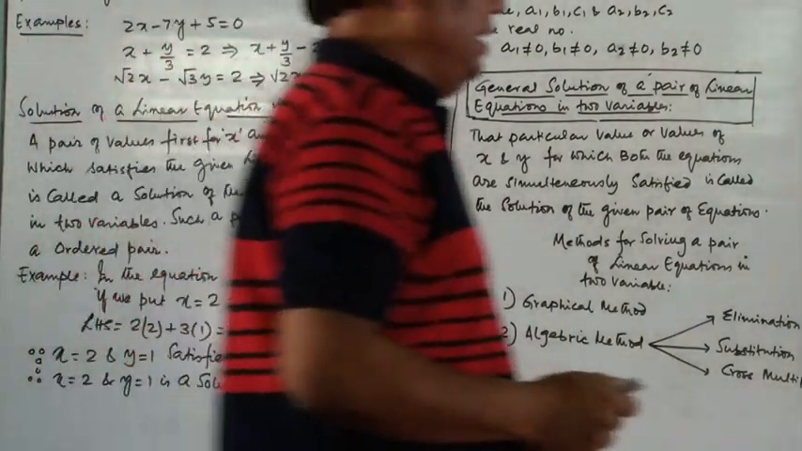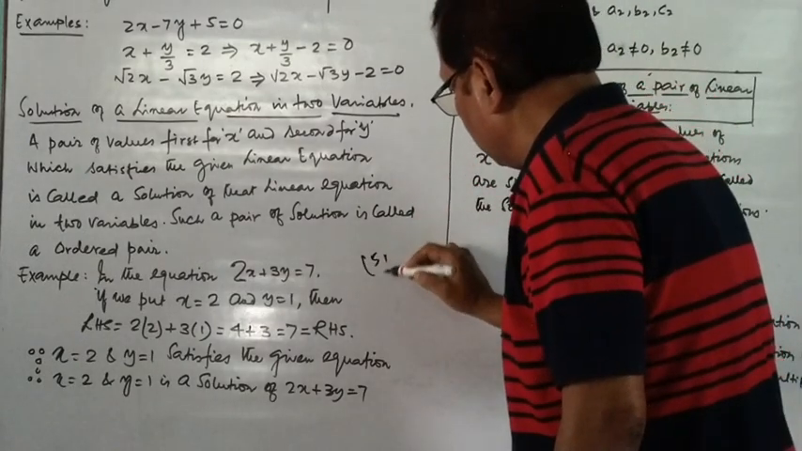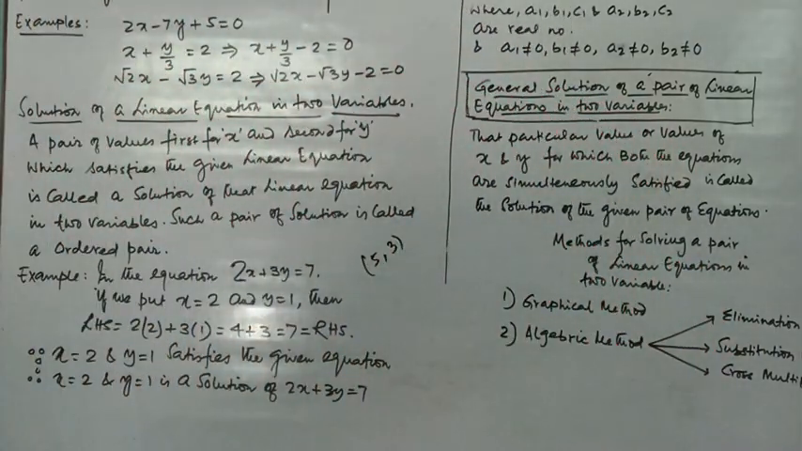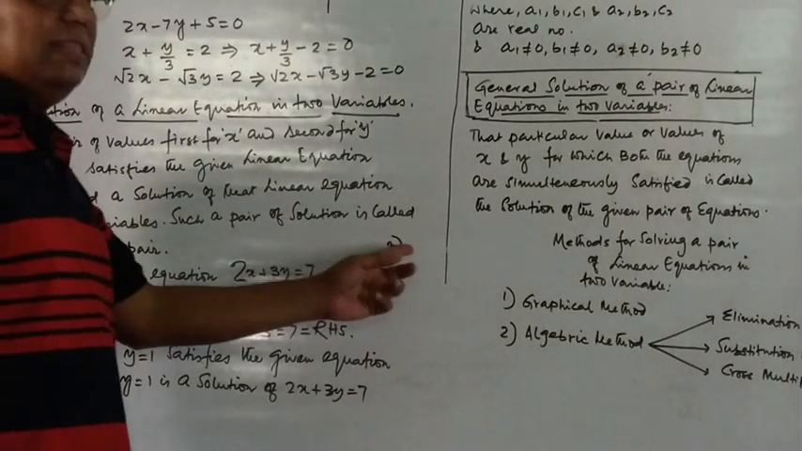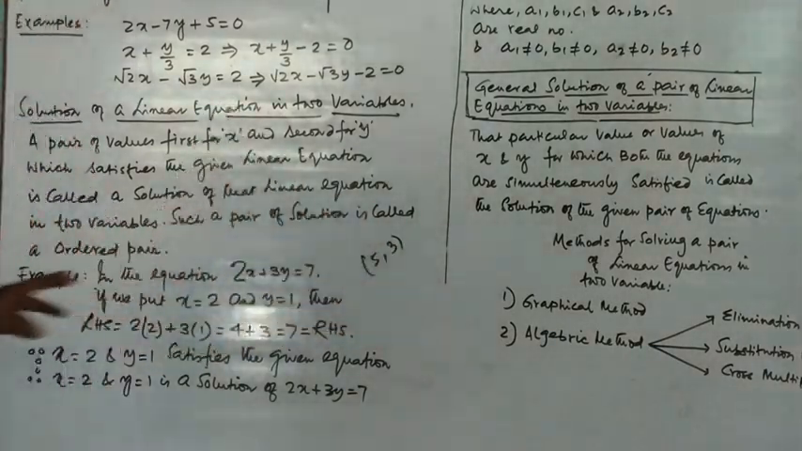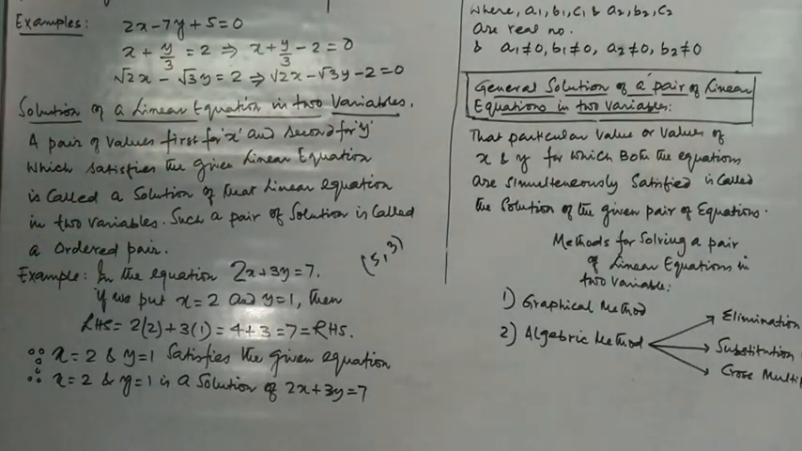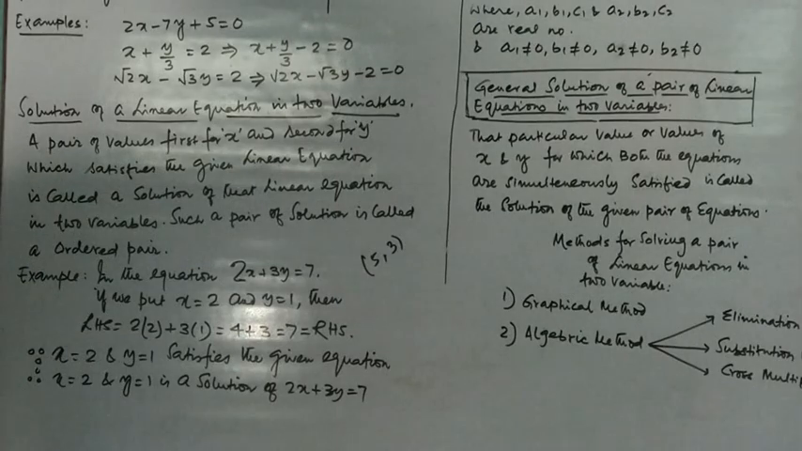Suppose you are finding an ordered pair, within brackets I have written 2, 3. It means the value of x = 2 and the value of y = 3. So, any value of x and y for which an equation gets satisfied is called the solution of the linear equation. We will take an example.